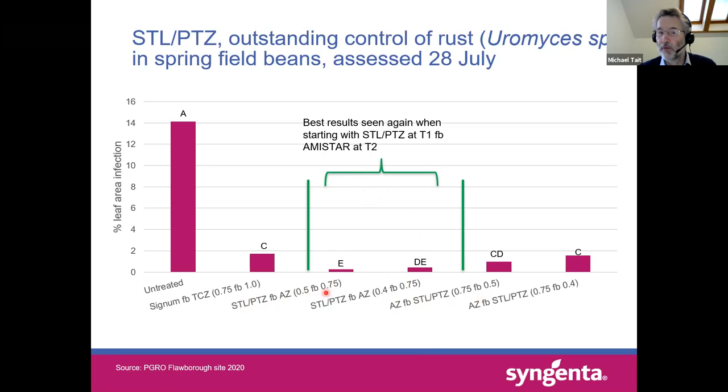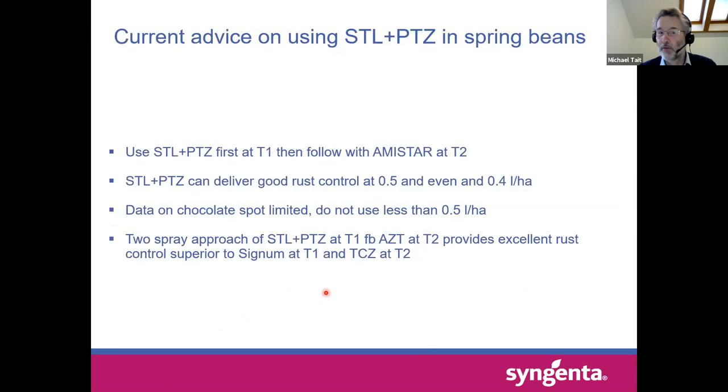So that's our sort of thoughts about how best to use the product, generally speaking, and certainly in spring beans. Again, we've shown a bit of rate flexibility on bean rust, which tends to be the main disease in spring beans. We don't have really strong data in spring beans on chocolate spot, so we would recommend not to go below half a litre and probably to stick to 0.6. So hopefully that gives you a feel for the product.